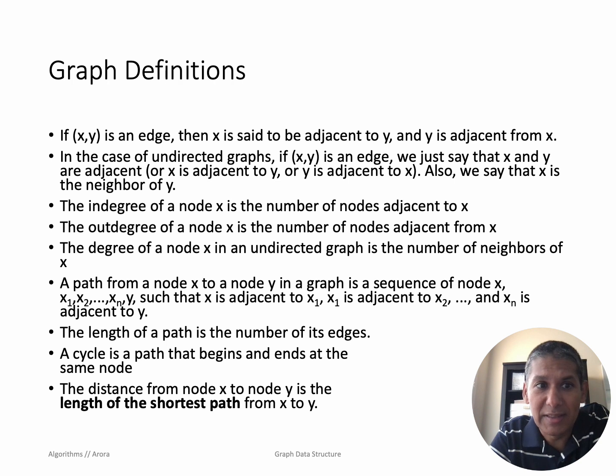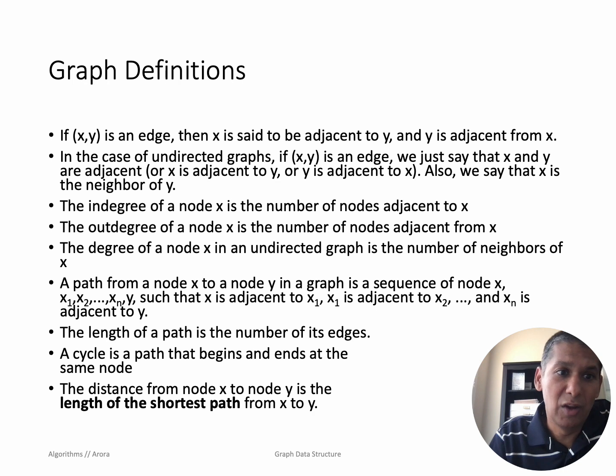A path is a sequence of nodes such that each vertex is adjacent to the next one, and it can be directed or undirected. The length of the path is defined by the number of edges. So if you have V1 to V2, V2 to V3, V3 to V4, that's a path of 3 edges, so the length of the path is 3. It can also be a cycle, which is a path that begins and ends at the same node. The distance is the length of the shortest path from x to y. While you may have a longer path, the shortest path is what we would call the distance.